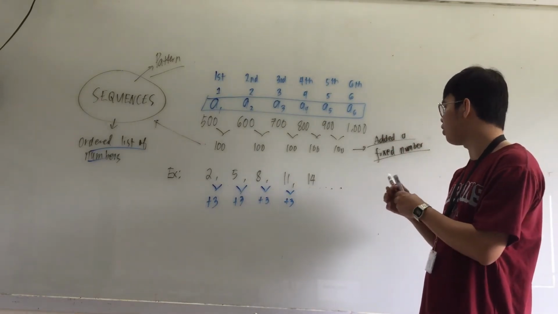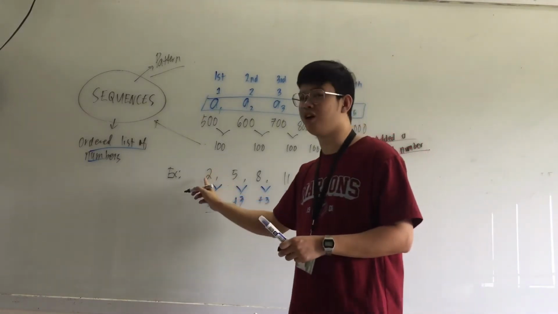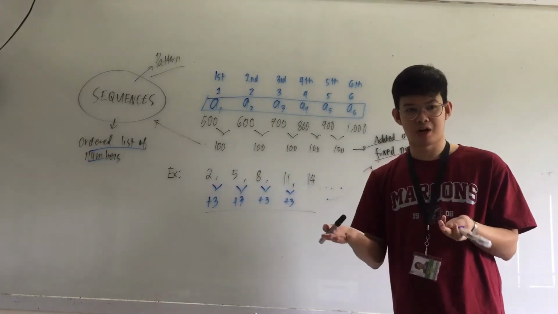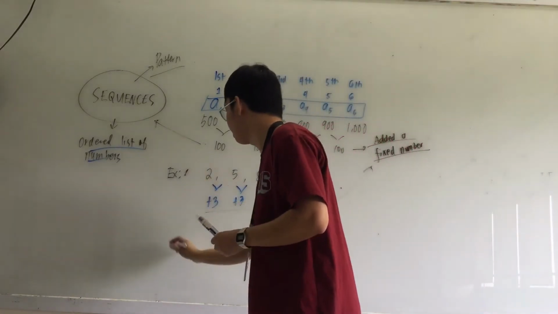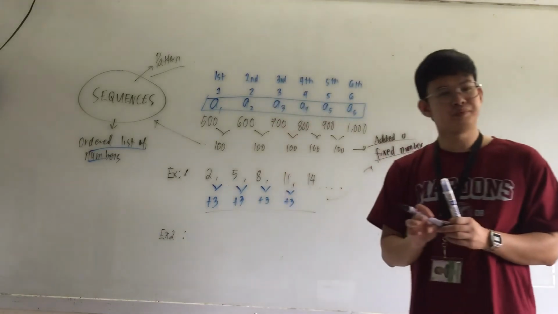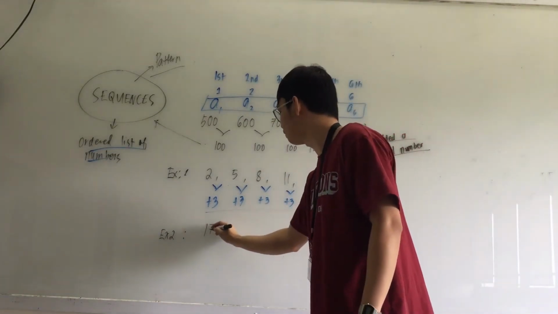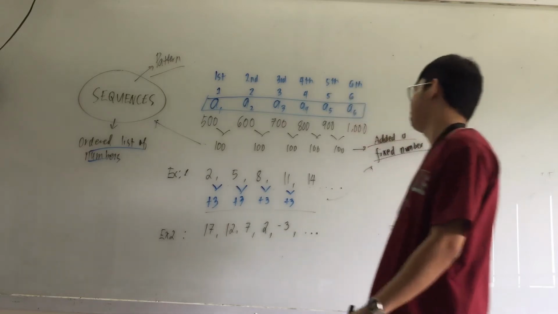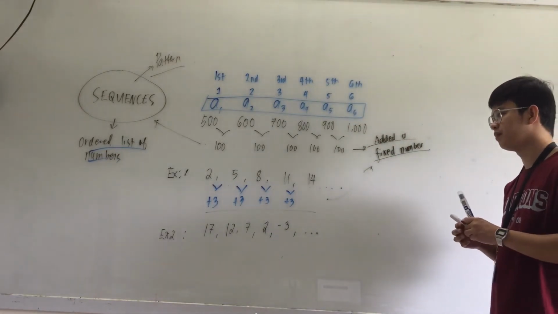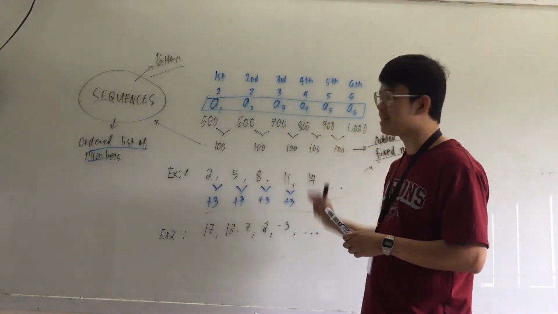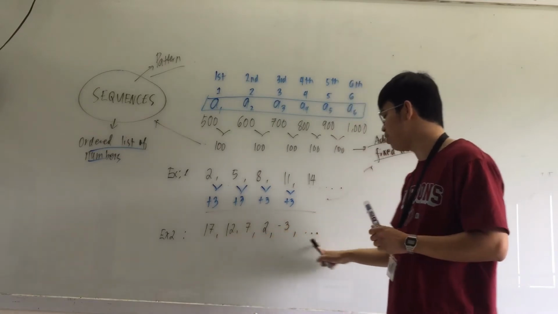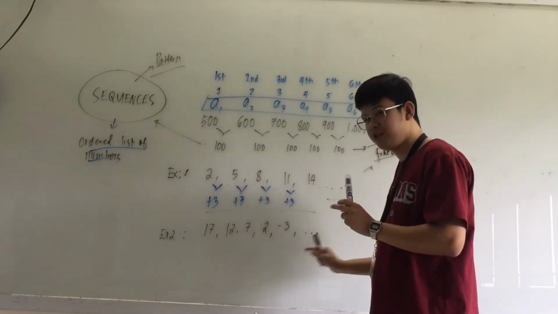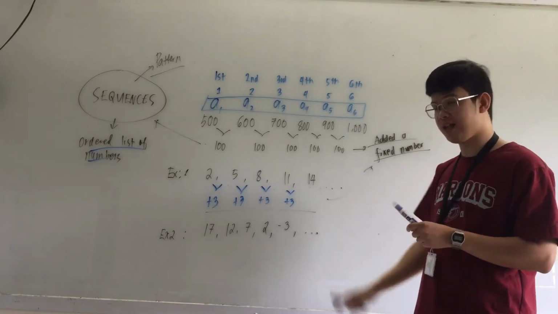Okay? So in this case, we also added a certain number, a previous term, to a fixed number to get the next number. Another example, example 2. 17, 12, 7, 2, -3, etc. Compared to the two previous examples, this one seems to be decreasing, right? From 17 it became 12, and then 7, and then 2, and then -3, etc. This is also an infinite sequence because it has an ellipsis here.